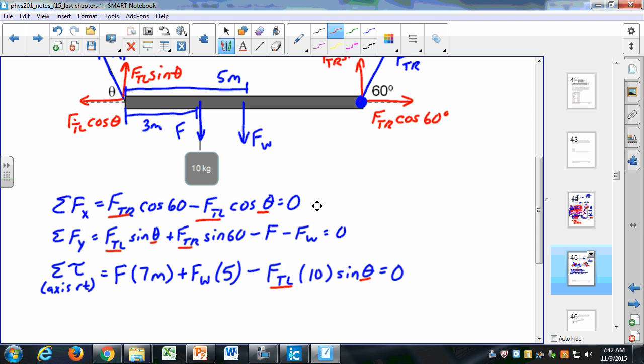So I could just go with these three equations and solve them, but I'm going to go ahead and write a fourth equation as well. Because if I have three independent equations, I can solve for three independent unknowns. But let's write a fourth equation, and I'll write it with the sum of the torques with the axis on the left.